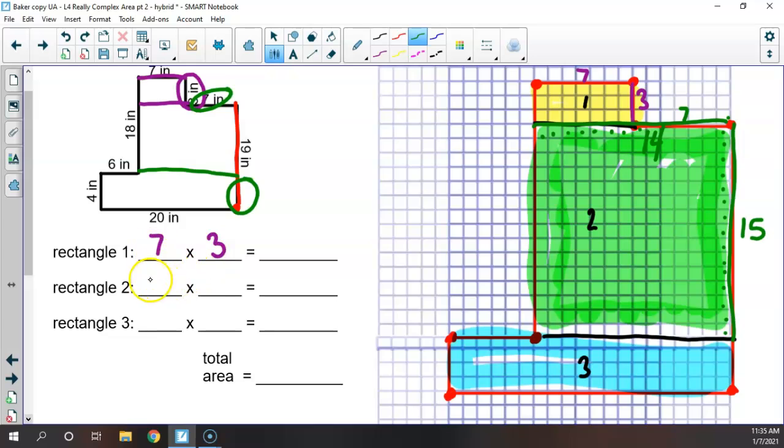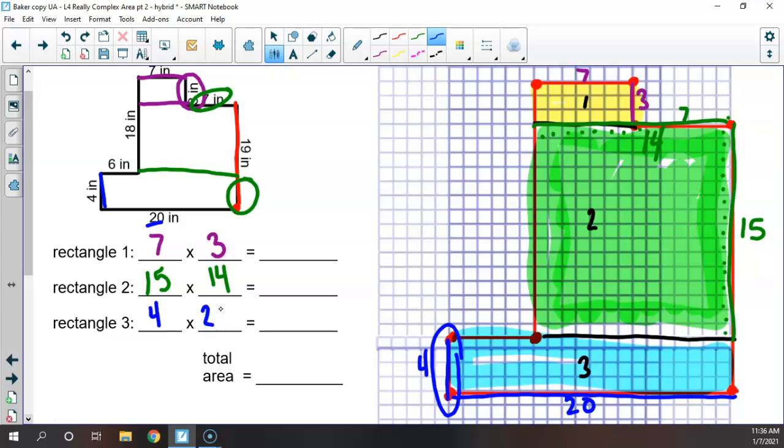So that one is 15 by 14, that second rectangle. Now that third rectangle, my blue one, I know this side length right here. It is already written for me that that is 4. And I know that that bottom length all the way across is that 20. So that would be the numbers I'd need to find the area for that third rectangle.